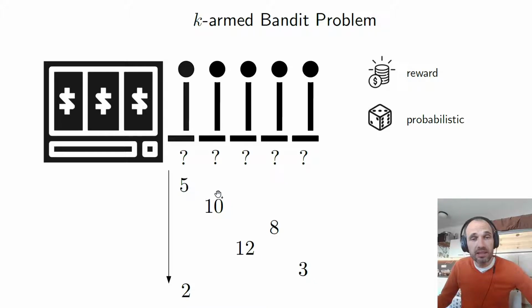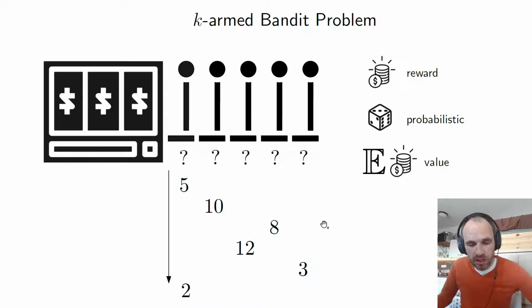Okay, and then you pull these levers, or you pull these arms, and depending on which arm you pull and depending on your luck, you get some rewards. But what we're interested in the multi-armed bandit problem is the value of each arm, or specifically we try to find the arm with the highest value. So the value would be the average reward.